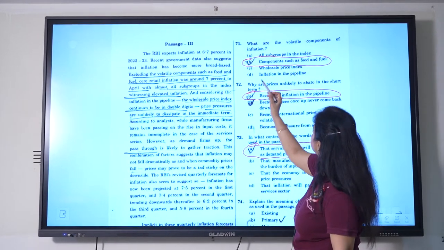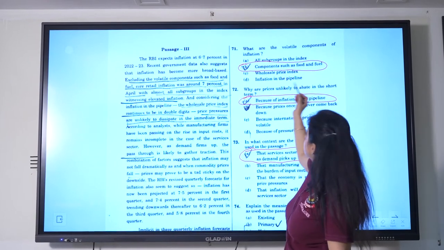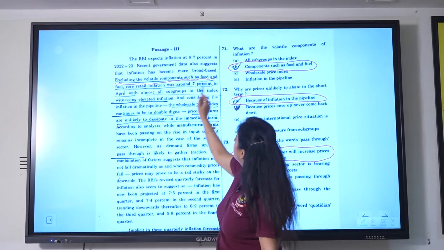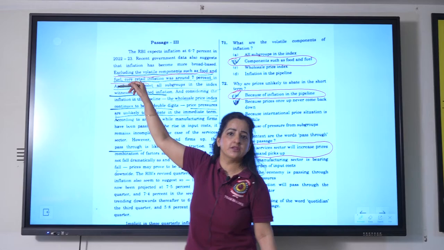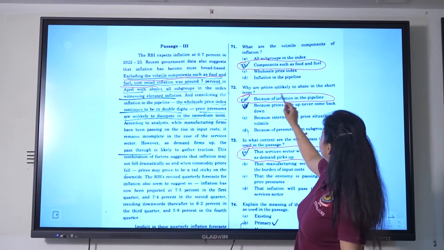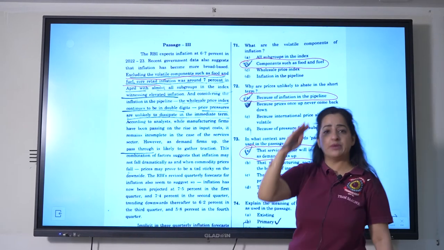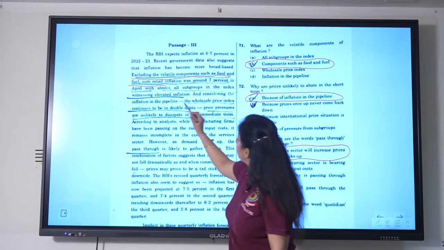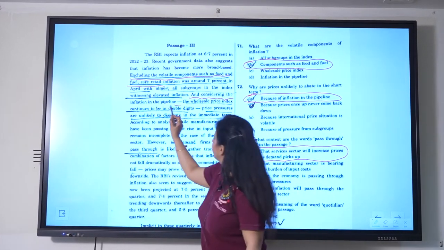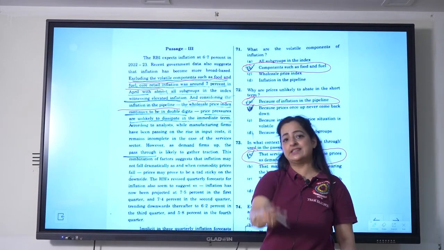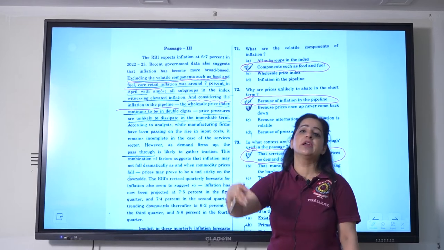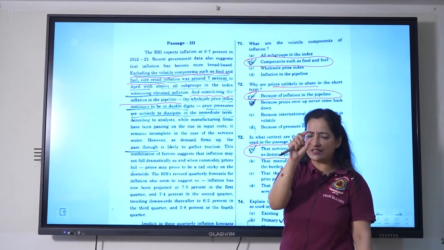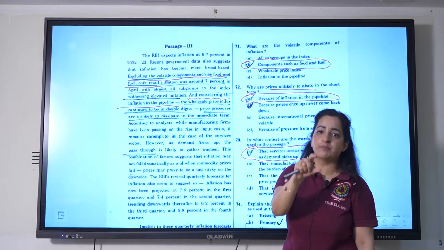Okay. Question 71, what are the volatile components of inflation? Here it is. Again, the student has done a fairly good job, excluding the volatile components of food and fuel, given in the passage, spoon feeding answer. 72, why are prices unlikely to abate? Abate means decrease hona, kam hona. Abate in the short term, because it's given here, no? Considering the inflation in the pipeline. So it is in the pipeline. Aur daam badhne hi wale hain. So kam to hone wale nahi hain. So which is why it's unlikely to abate. Yeah, a little tough question there, if you don't know the meaning of abate.